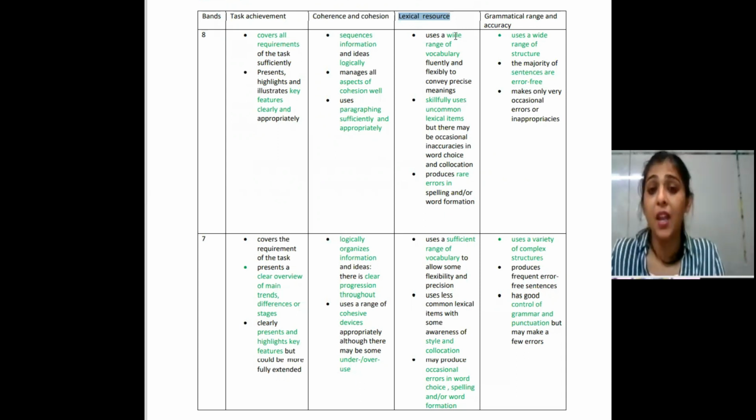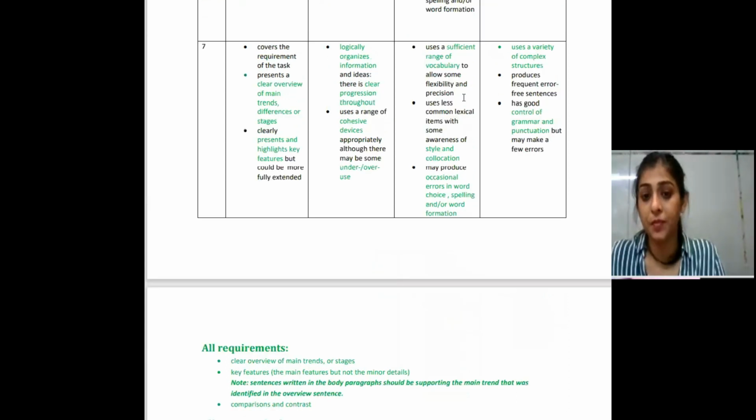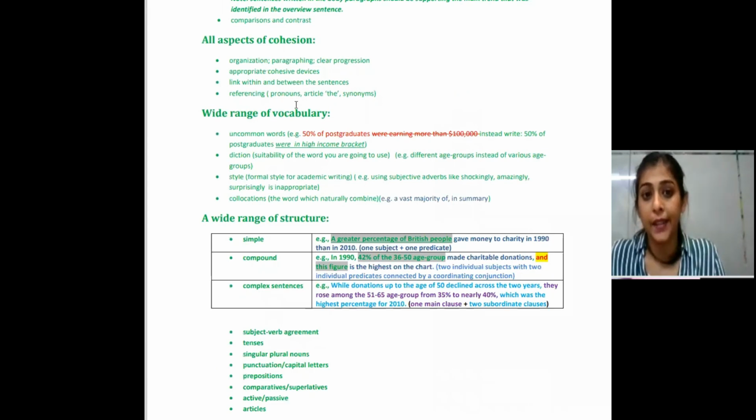Lexical resources here means that you show a wide range of vocabulary in your writing task 1 response. Wide range of vocabulary. Now, wide range of vocabulary doesn't mean that you pick anything and put it in your writing task. Whatever vocabulary you are using, it should fundamentally be linked with the writing task that you're writing. Got it? For example, here, let me show you here.